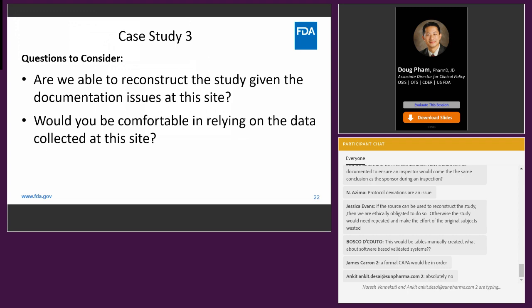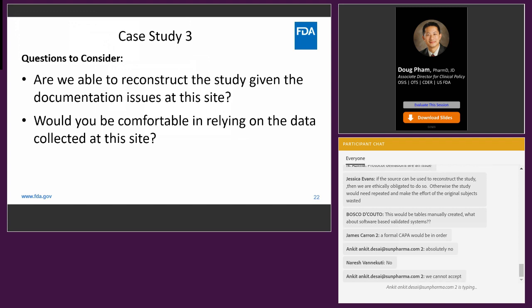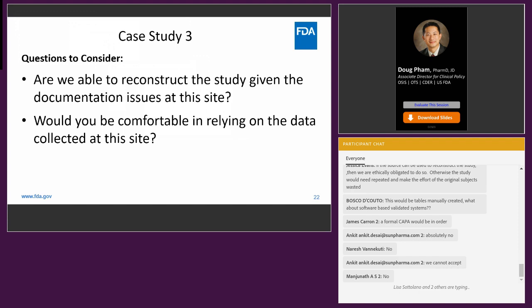As we think about the issues, let's consider the same following questions. Are we able to reconstruct the study given the documentation issues? Would you be comfortable in relying on the data collected at the site? Let's pause for a few minutes and talk through.